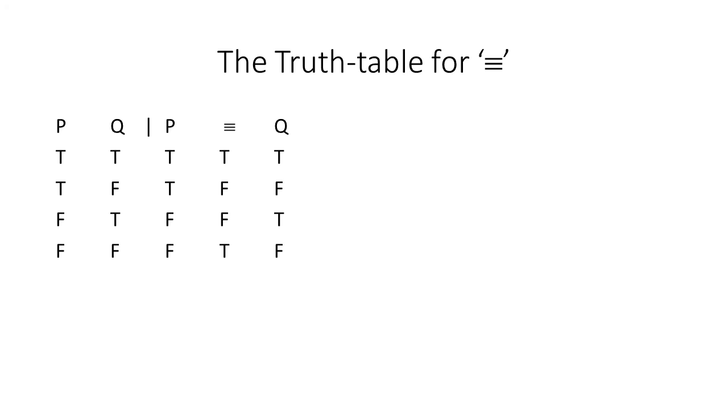All right, and then finally we have the truth table for the triple bar, the if and only if. So again, four possible combinations. If both the left and the right-hand side are true, it's true. If the left-hand side is true and the right-hand side is false, it's false. If the left-hand side is false and the right-hand side is true, it's false. And if they're both false, it's true. So a statement of the form P if and only if Q is true just in case both its left-hand side and its right-hand side have the same truth value. Otherwise, it's false. So when they're both true, it's true. When they're both false, it's true. And when one is true and the other's false, it's false.